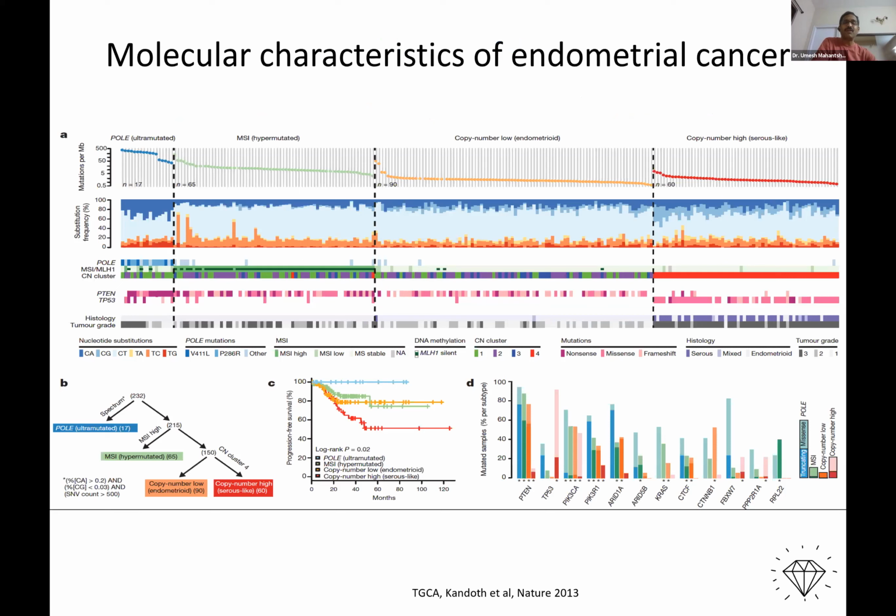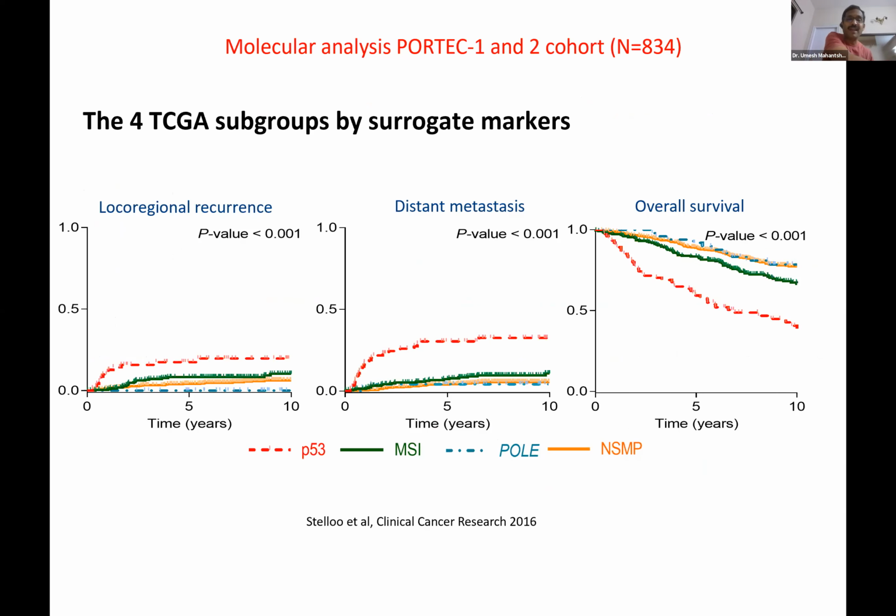A couple of slides on what is happening now is the TCGA, The Cancer Genome Atlas analysis, which has shown various subgroups depending on the molecular characteristics. And this is an example of the outcome analysis of PORTEC-1 and 2, 834 patients, where they have shown that patients who have P53 mutations have higher chances of local recurrence, distant metastasis, as well as poor overall survival. And this is quite exciting in today's era because this is irrespective of staging.